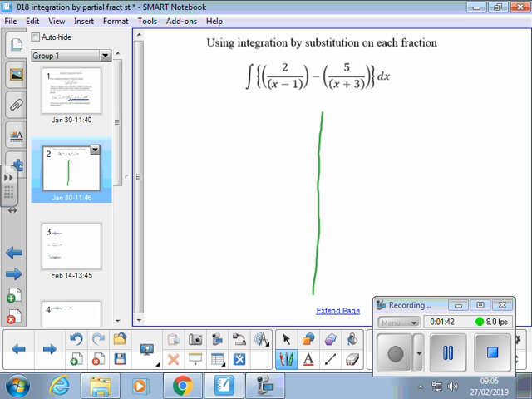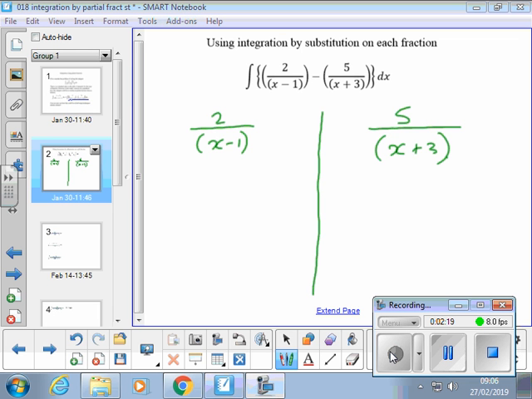So if we go over this side and do the bit that is 2 over x minus 1, and we go over this side and do the bit that is 5 over x plus 3. What's the process for integration by substitution? We're going to do integration by substitution, and the first part of that on each side is to say let u equal x minus 1. Then what do we do with that?